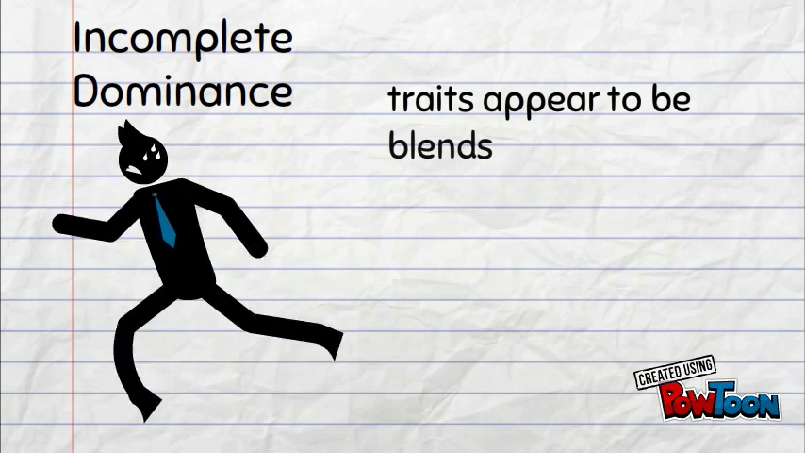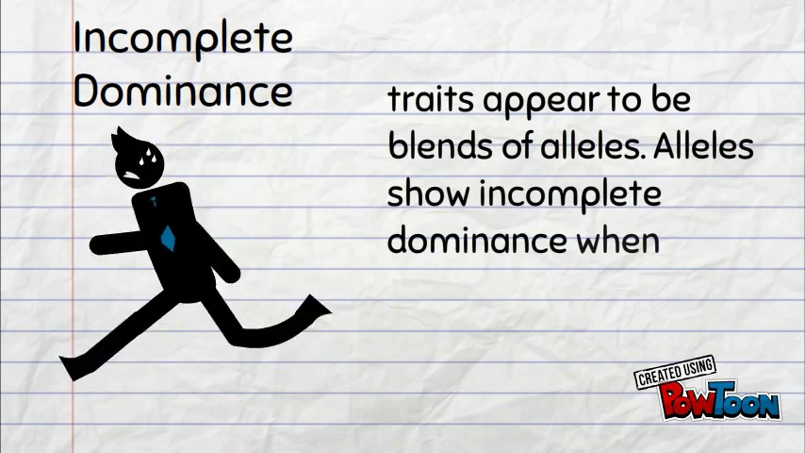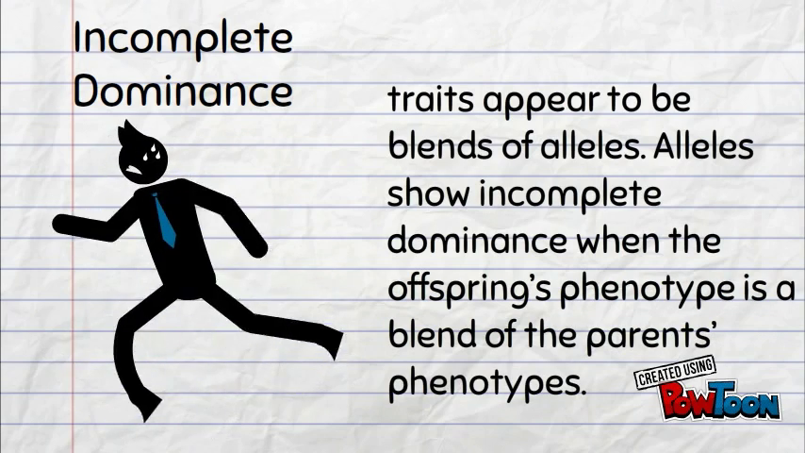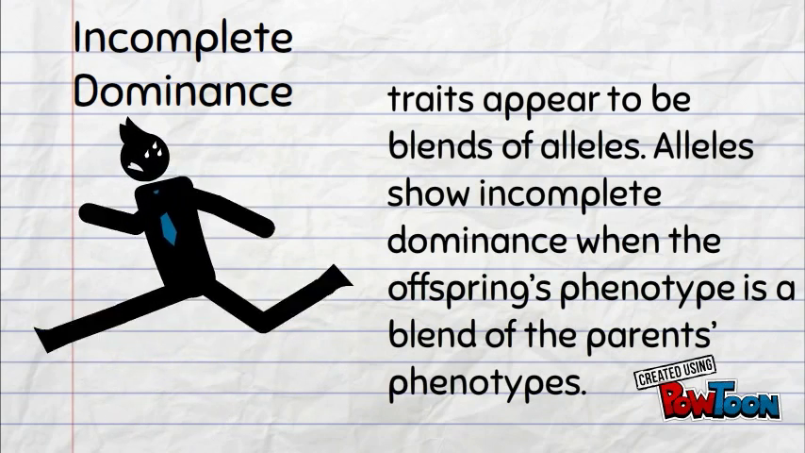Incomplete dominance. Traits appear to be blends of alleles. Alleles show incomplete dominance when the offspring's phenotype is a blend of their parents' phenotypes.